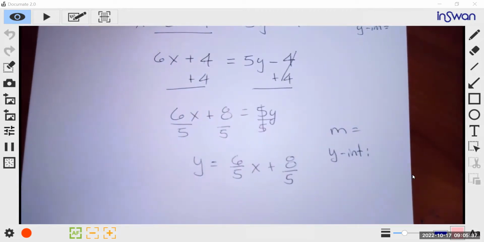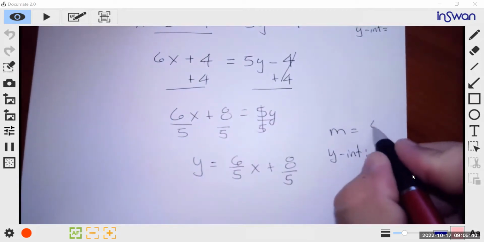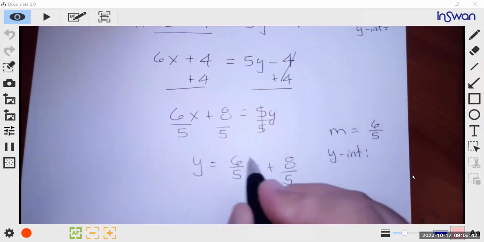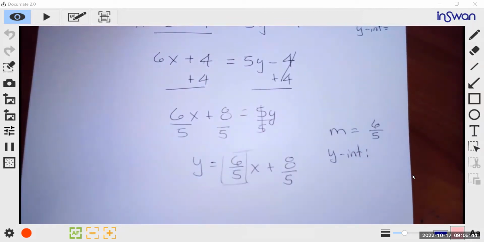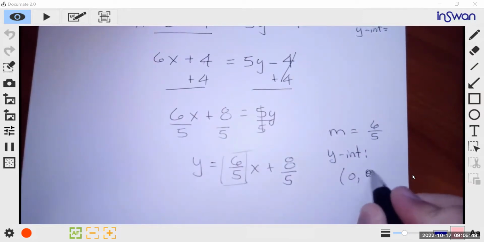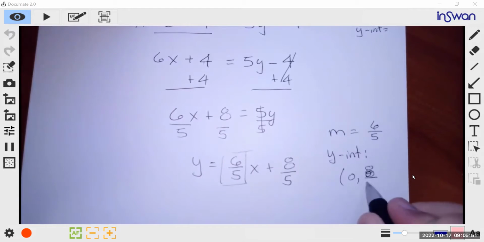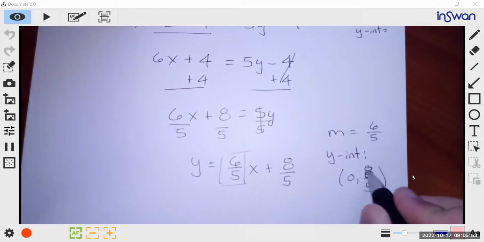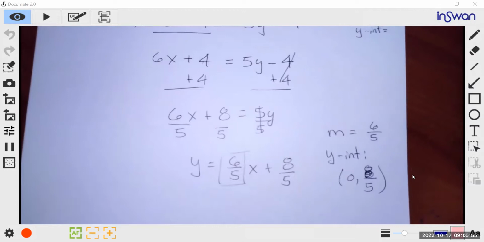The slope is 6/5. Very good. And the y-intercept? 0, 8/5, right? That should be straightforward from there. So now that was just looking at one line. Let's compare 2 lines.